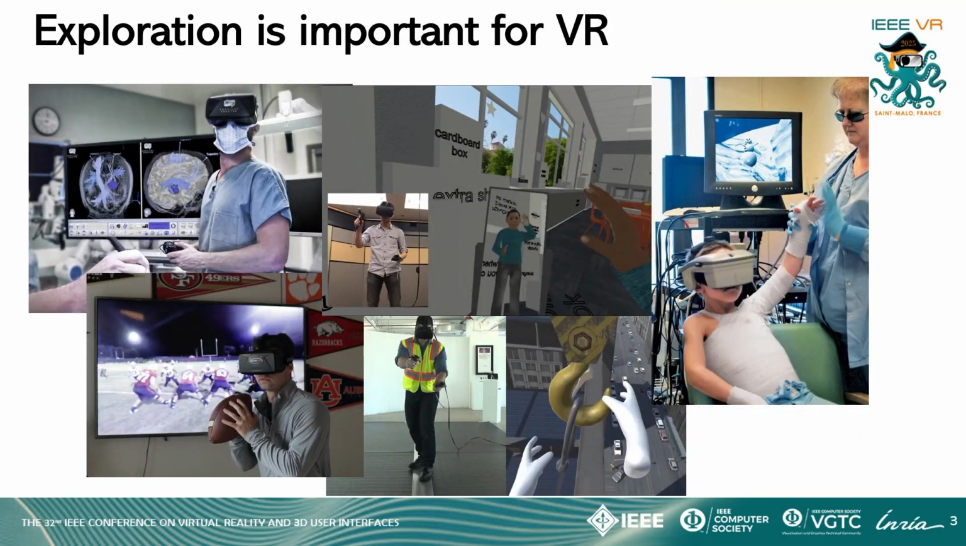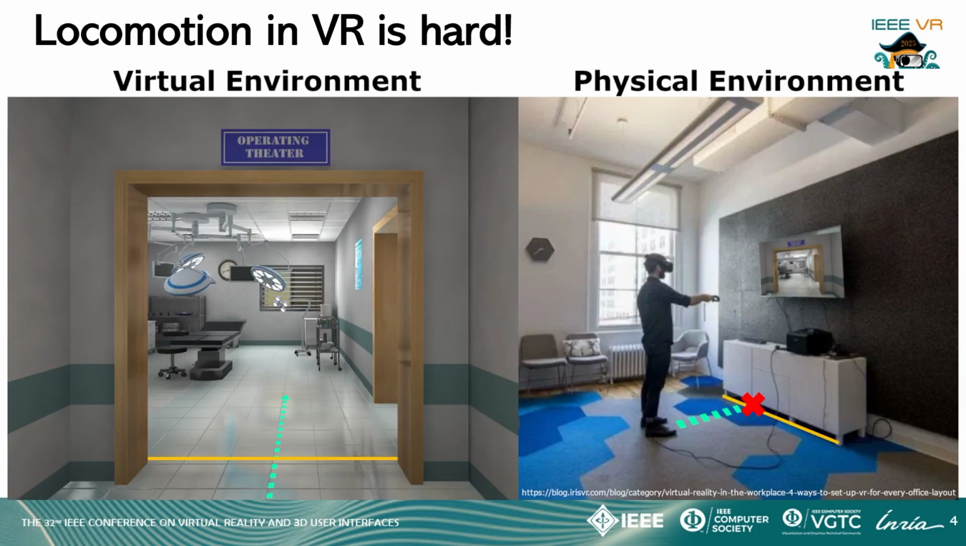An important component of virtual reality is the ability for users to freely explore their virtual environment. However, locomotion in virtual reality is non-trivial because of a fundamental problem. Due to the different layouts of the physical and virtual environments, it's possible that an unobstructed path in the virtual world corresponds to an obstructed path in the physical world.